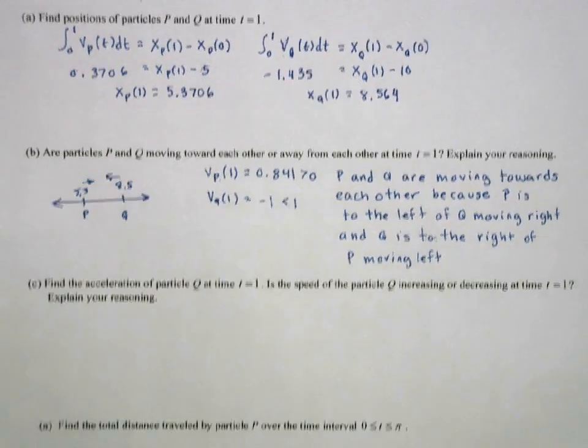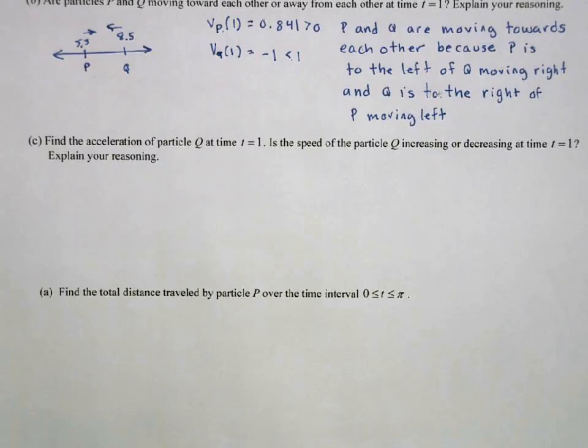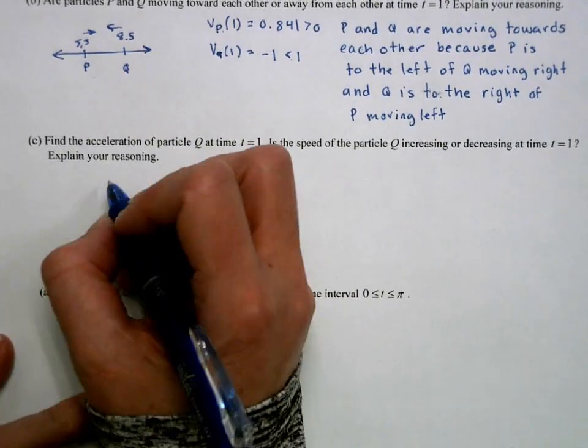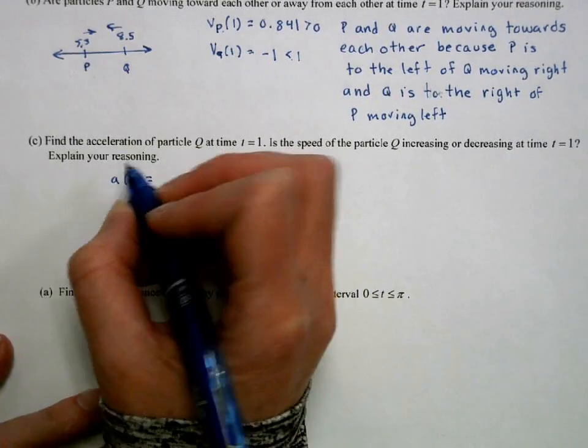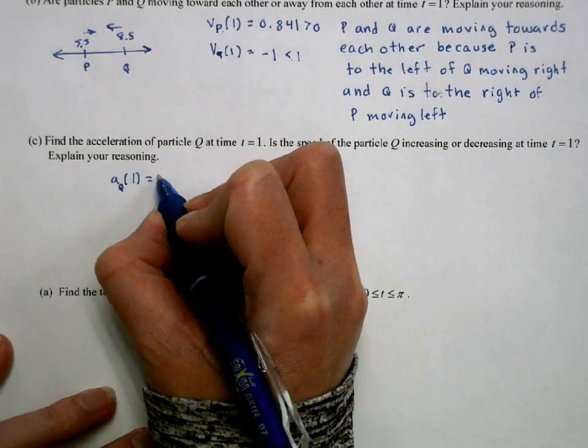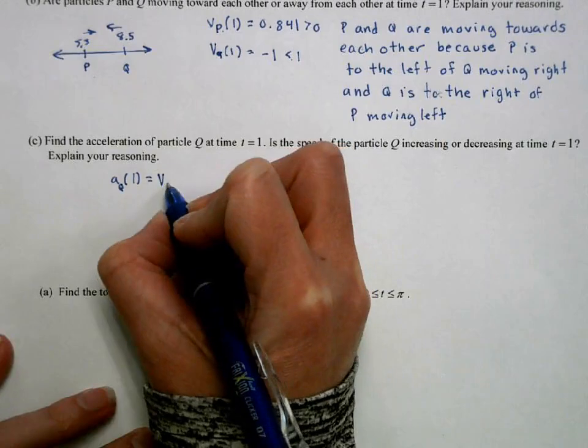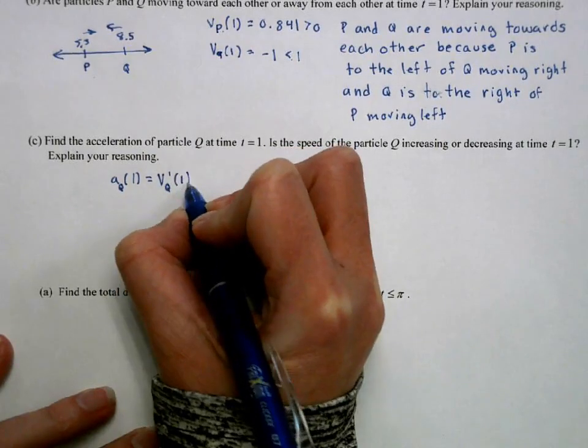Okay. Find the acceleration of particle Q at time t equals 1. Is the speed of Q increasing or decreasing? So we did something similar in the last one. A Q of 1, to be specific, is going to be VQ prime of 1. Q is stored in my Y2.